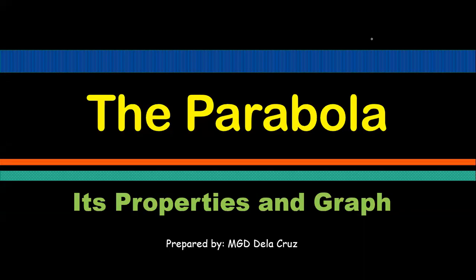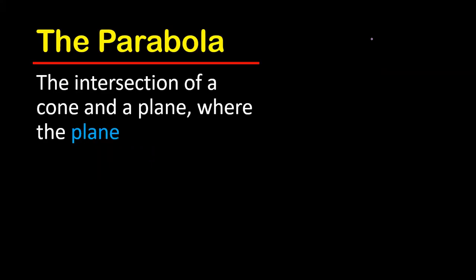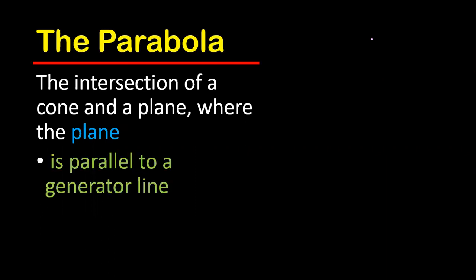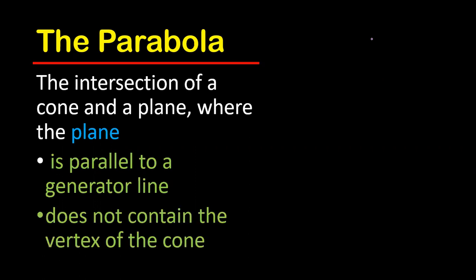Hello everyone. Today we're going to study the parabola, learn about its properties, and hopefully be able to graph it. Okay, so let's begin. The parabola is a conic section. It's the intersection of a cone and a plane, where the plane is parallel to a generator line, and the plane does not contain the vertex of the cone.